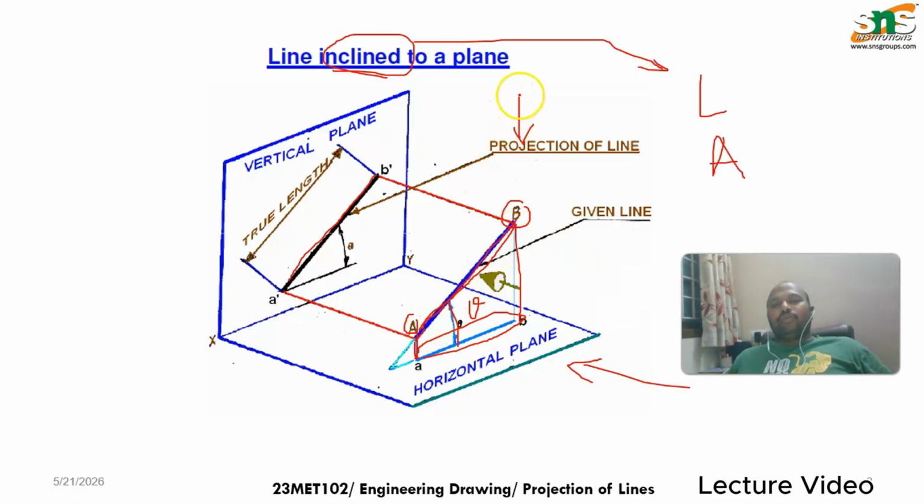So when we view from the top, the original length cannot be seen on an inclined line, and that too, this inclination is with the horizontal plane.